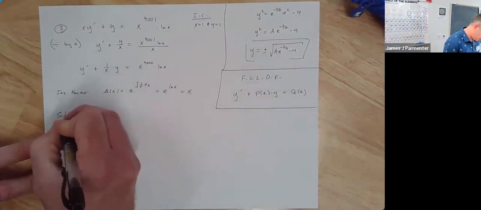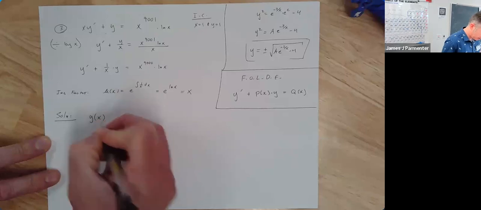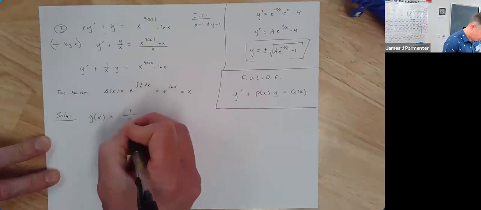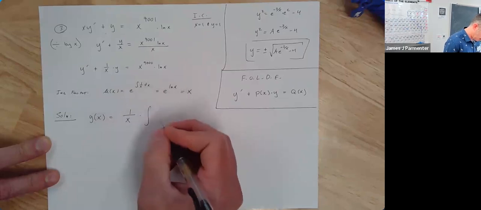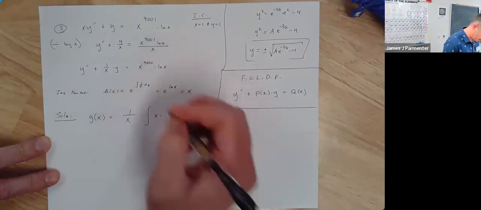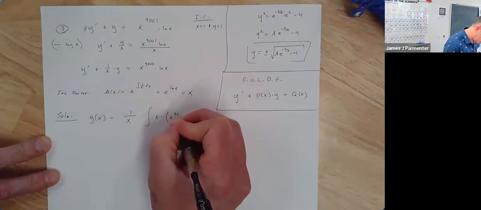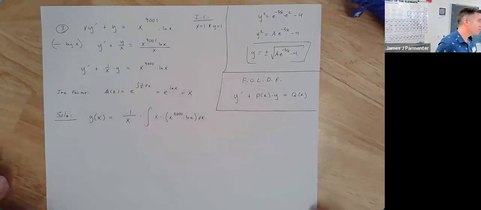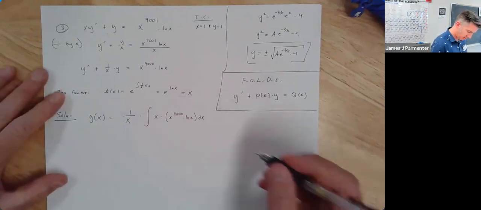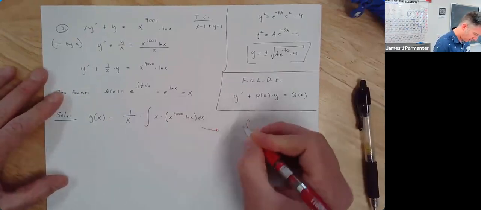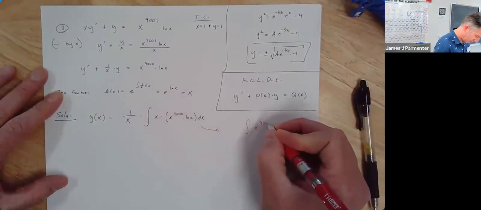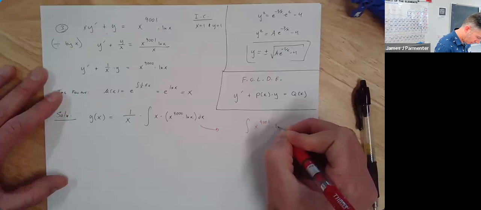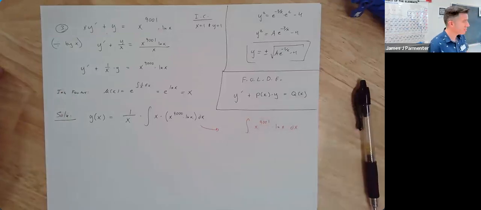So then our solution is going to be y as a function of x is equal to 1 over our integrating factor times the integral of our integrating factor times our q of x function, which is x to the 9,000 times natural log of x. Which is not nice looking. So this integral here, the integral, if I multiply this out, of x to the 9001 times natural log of x dx is not just something we can do straightforwardly. We have to apply what sort of method to integrate that? Yes, definitely integration by parts.